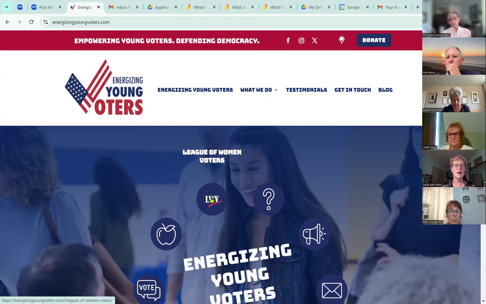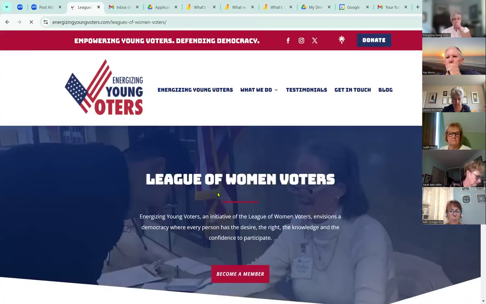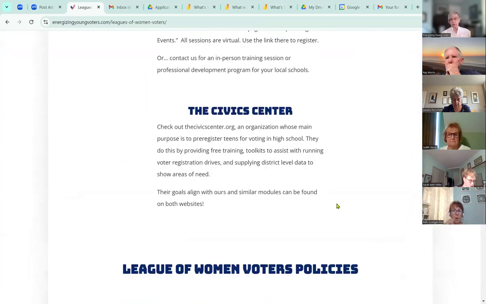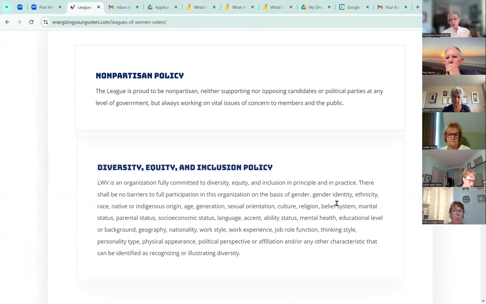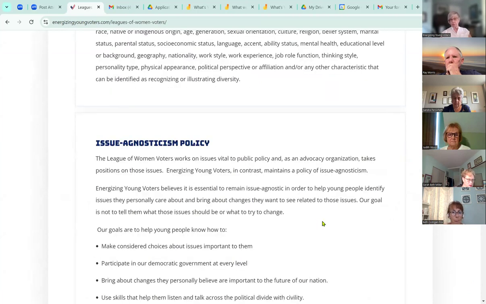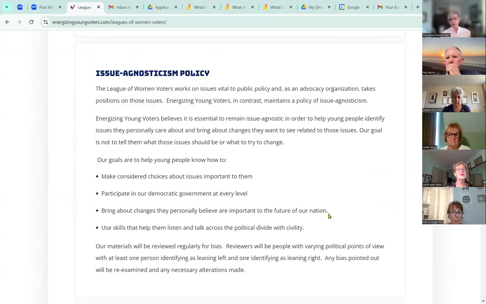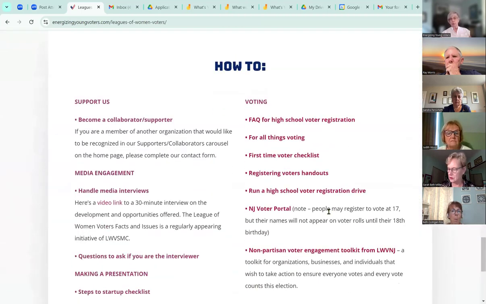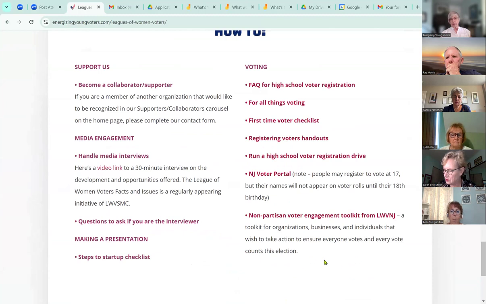I'm going to go to the one for League of Women Voters first, because one of the questions we always get is, how do you get started? There's a lot of other information on here, and actually yesterday one of our interns added the issue agnosticism policy, so you can actually see the wording of it. But if you scroll all the way down to the bottom, there is a how-to. And the very bottom on the left-hand side is making a presentation. How do you do it? Start.